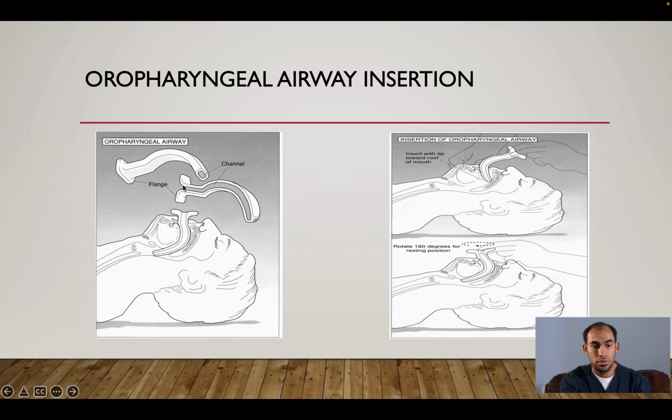As you see here, there is a channel in the oropharyngeal airway. Through this channel we can do suction. We can insert a suction catheter and suction the patient.